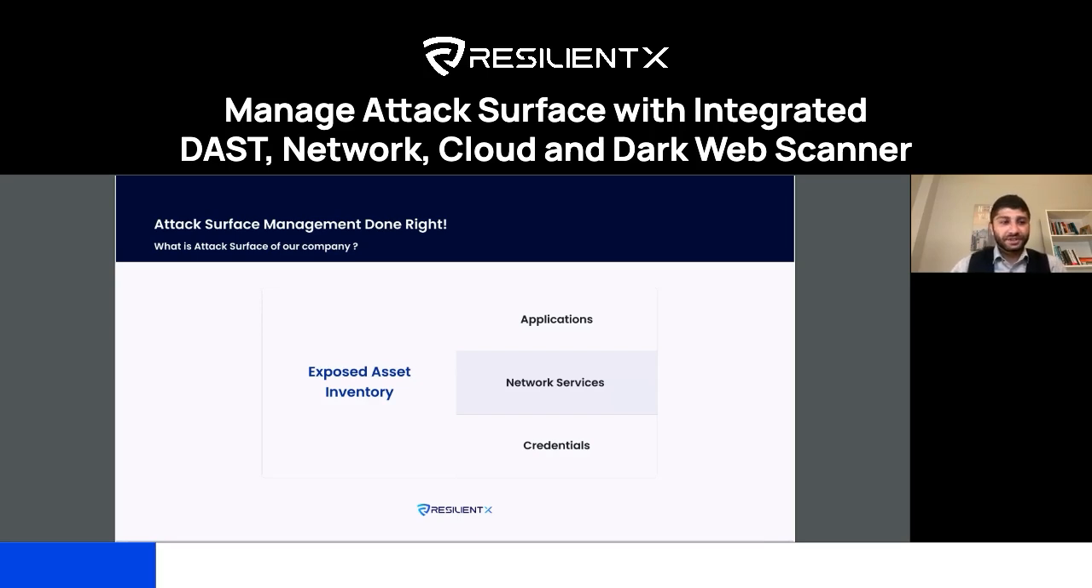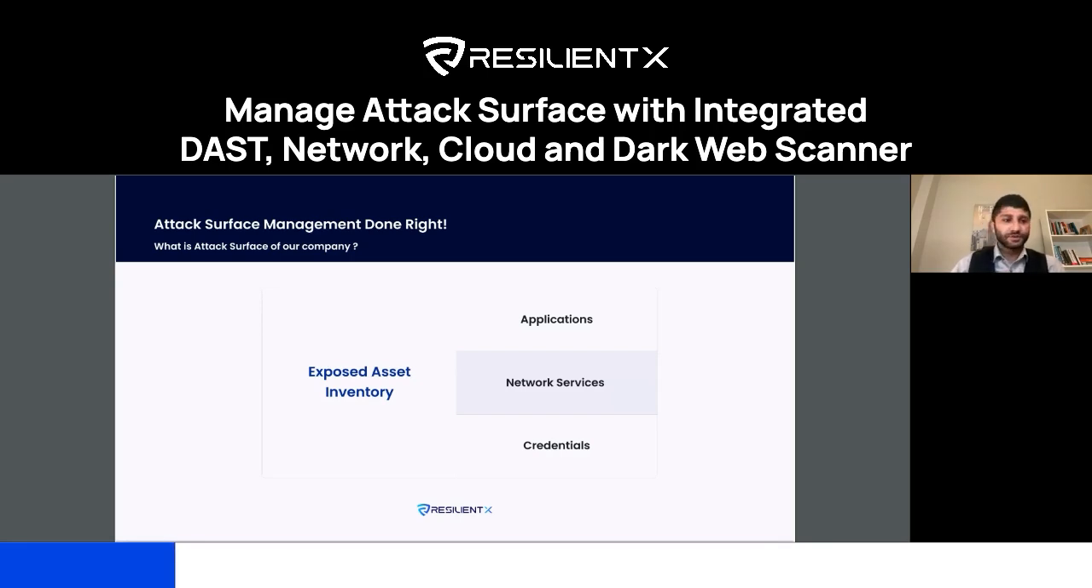In terms of network services, think of cloud as essentially a network service. So cloud services, any kind of servers, DMZs, any kind of server or client that gets exposed to the internet would be categorized here as network services. On the other hand, access to any kind of service, any application or any network, requires credentials. These credentials are very important to monitor, and also very important to protect.